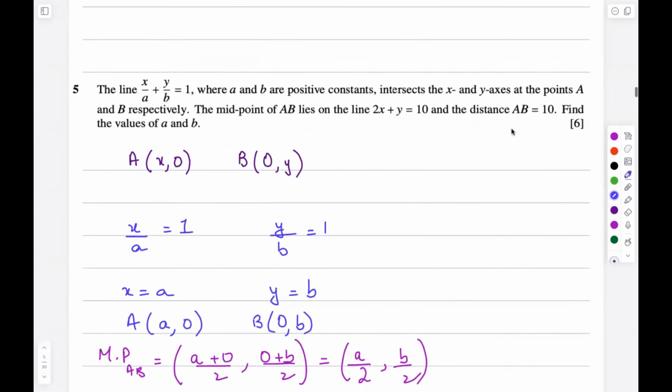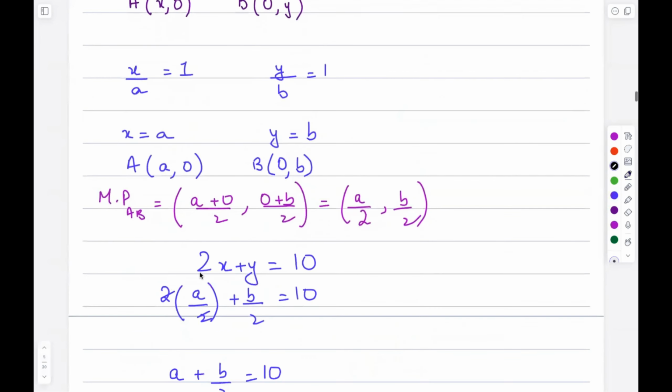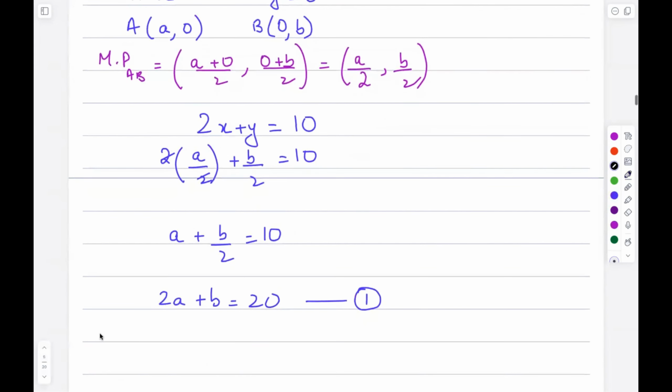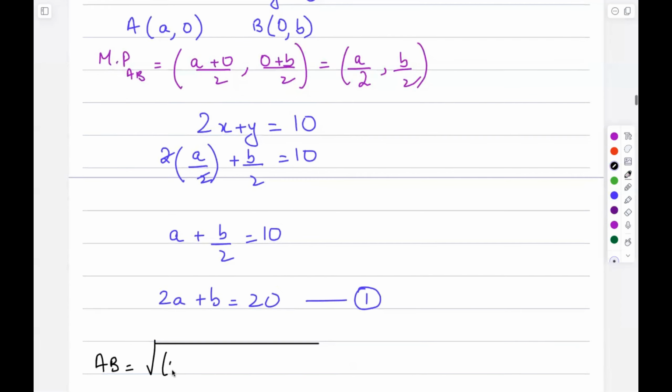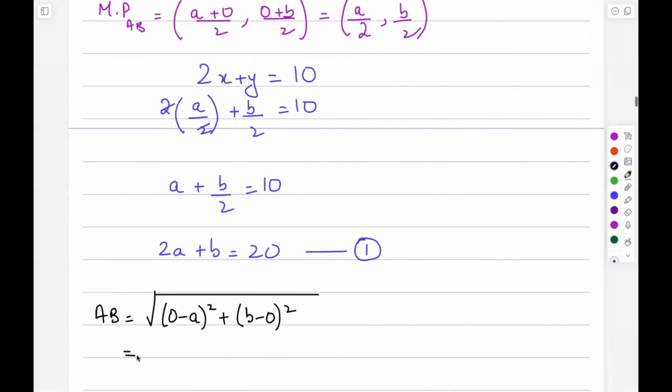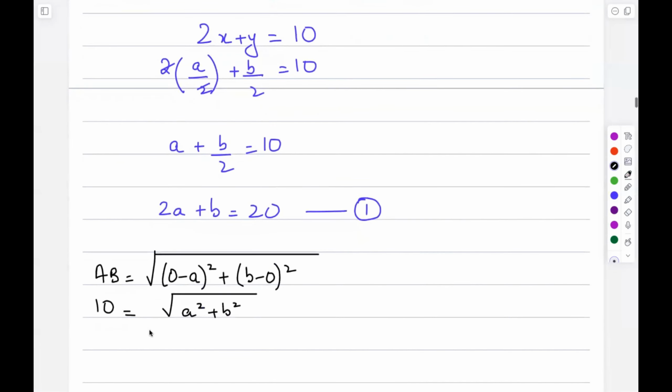Now it also says that the distance AB equals 10. So applying the distance formula to points A and B, for the distance AB, finding the square root of (x2 minus x1) whole squared. So x2 is 0, so that will be (0 minus a) whole squared plus (y2 minus y1), which will be (b minus 0) whole squared. Simplifying this, we will get the square root of a squared plus b squared, and the distance is equal to 10. We can take the square of both sides and write it as a squared plus b squared equals 100. So this is our second equation.